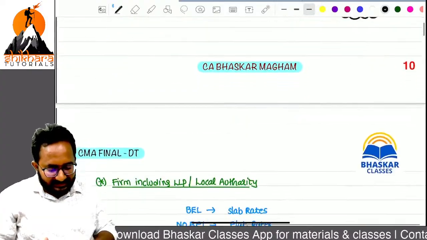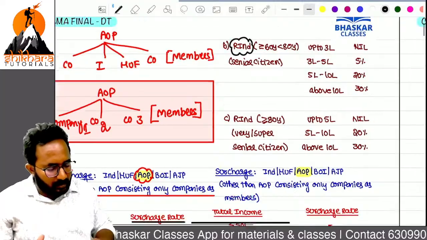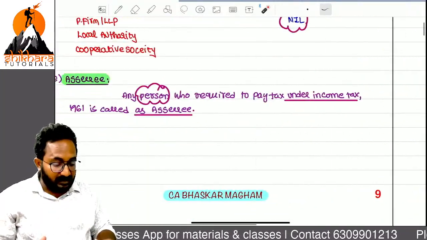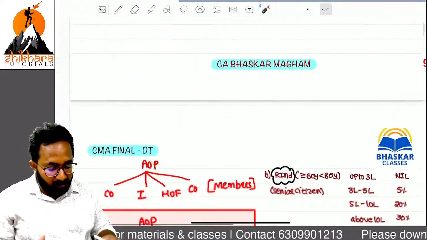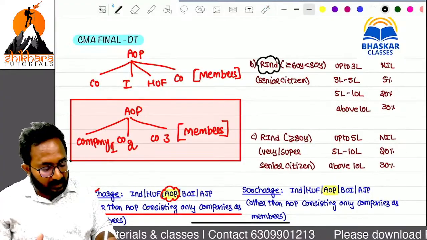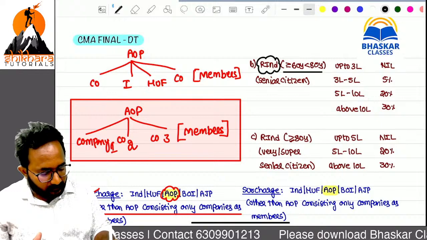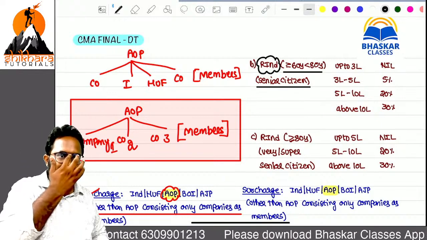Can you tell me what is the next category? Resident individual, non-resident, all are covered here only. Non-resident individuals are covered here only. Resident individual less than 60 also covered here. But we have to cover resident individual more than or equal to 60 years, less than how many years? 80 years. That person can be called as what? Senior citizen.